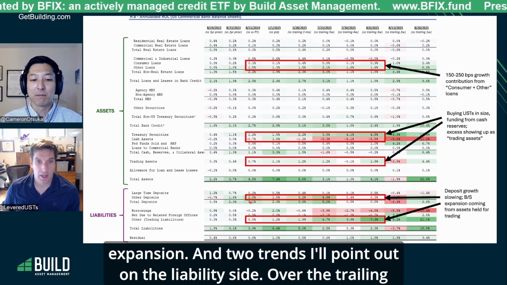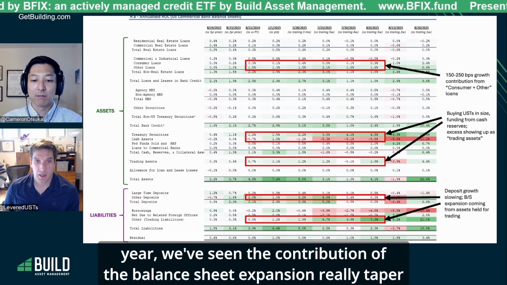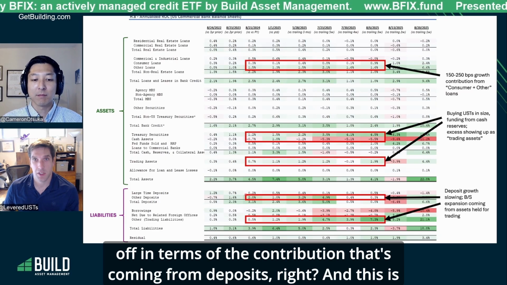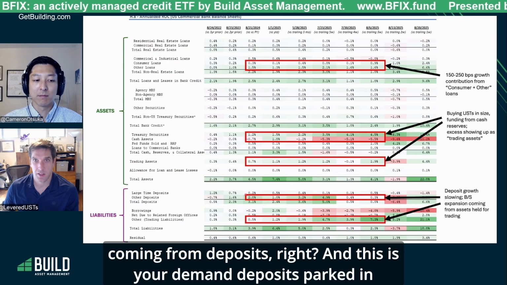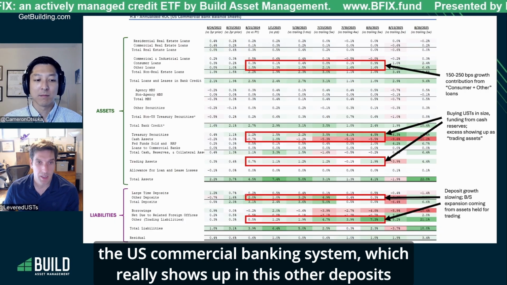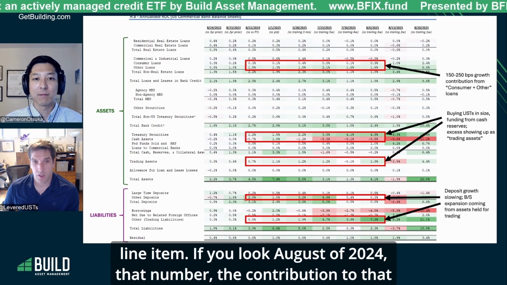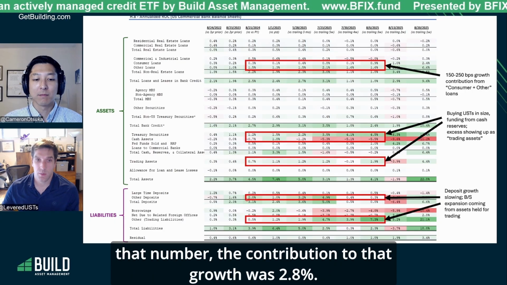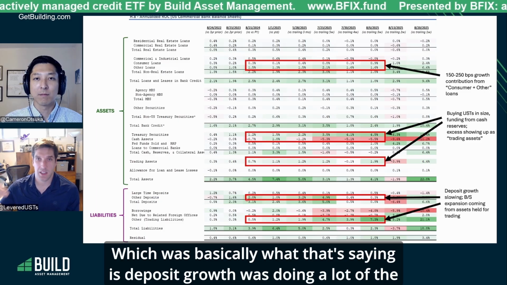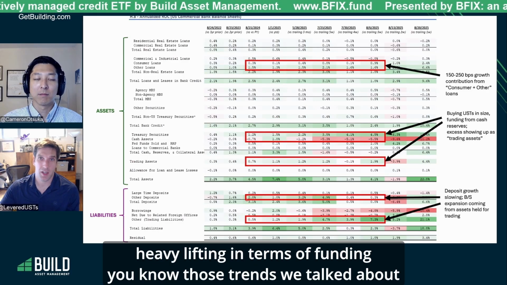And two trends I'll point out on the liability side. Over the trailing year, we've seen the contribution to the balance sheet expansion really taper off in terms of the contribution that's coming from deposits, right? And this is your demand deposits parked in the US commercial banking system, which really shows up in this other deposits line item. If you look at August of 2024, the contribution to the growth was 2.8%, which is basically saying deposit growth was doing a lot of the heavy lifting in terms of funding.